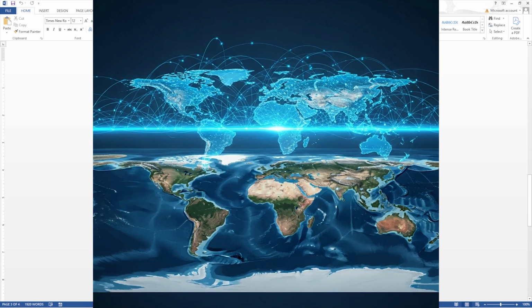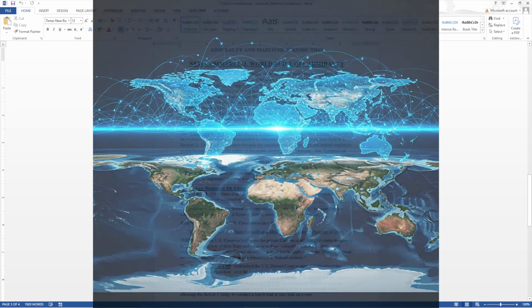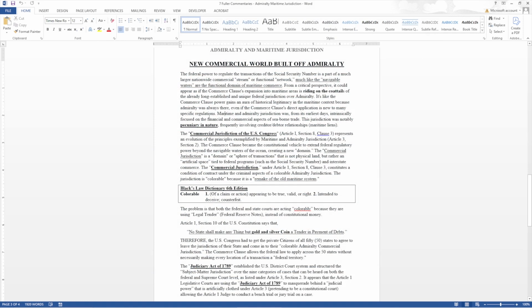Maritime and Admiralty's jurisdiction was, from its earliest days, intrinsically focused on the financial and commercial aspects of seaborne trade. This jurisdiction was notably pecuniary in nature, meaning it dealt with money, frequently involving creditor and debtor relationships, maritime liens. You can see how this is extremely similar to the commercial jurisdiction. They copied it, is what I'm telling you.